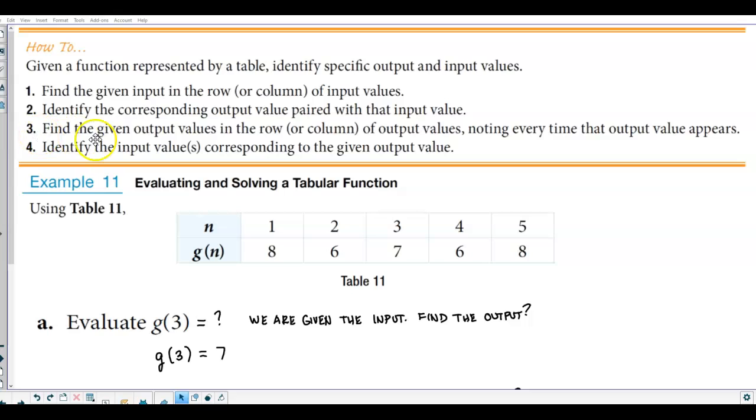Number three, we find the given output values in the row or column of output values, noting every time that output value appears. And number four, we identify the input values corresponding to the given output value.